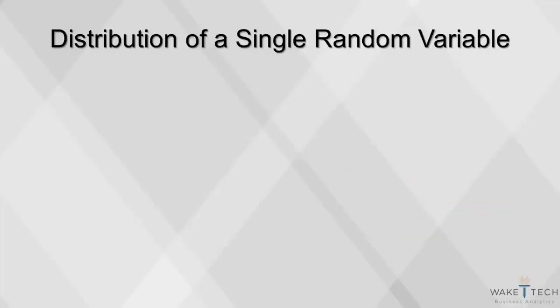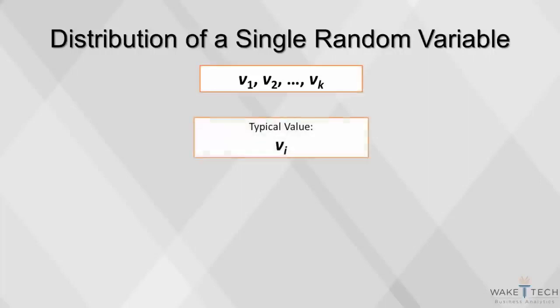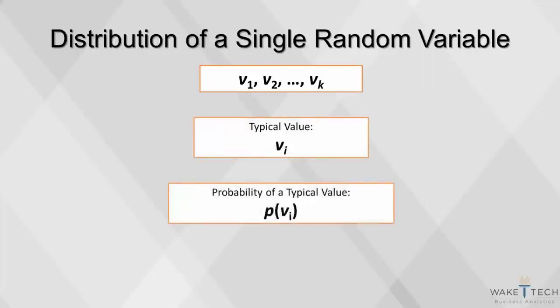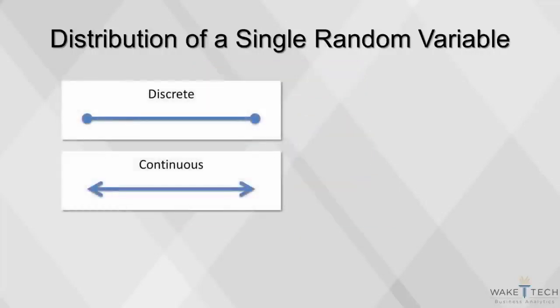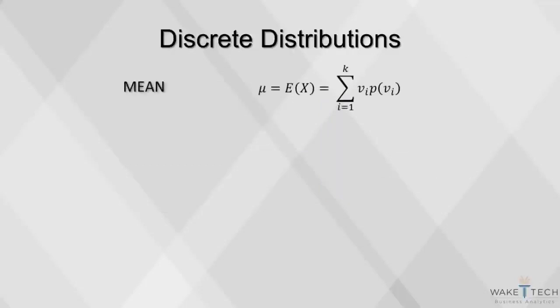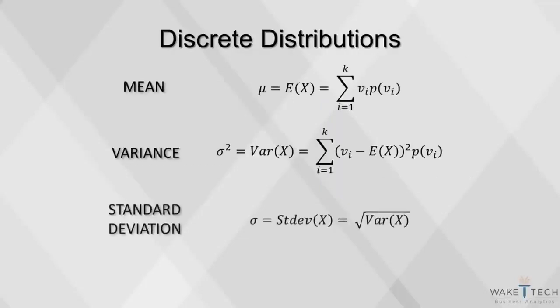Some examples of continuous variables include the weekly change in the Dow Jones Industrial Average, daily temperature, or the time between machine failures. To specify the probability distribution of event X, we need to specify all of its possible values and their probabilities. We assume that there are k possible values and write out our list of possible values like this. A typical value is denoted like this, and the probability of a typical value is denoted like this.